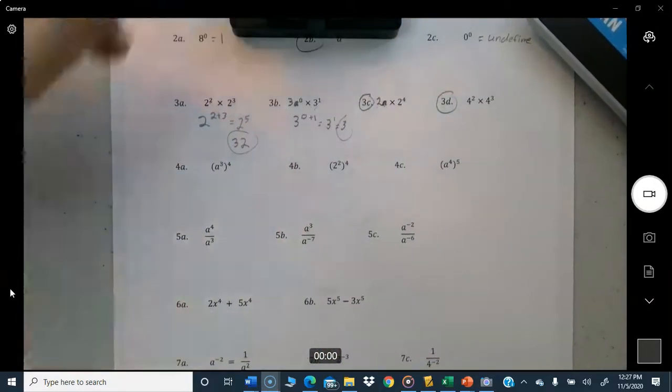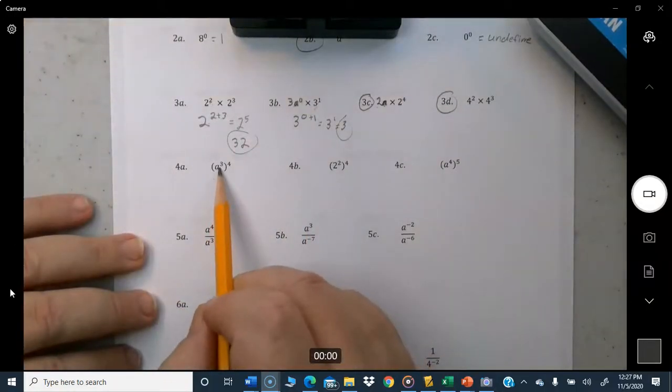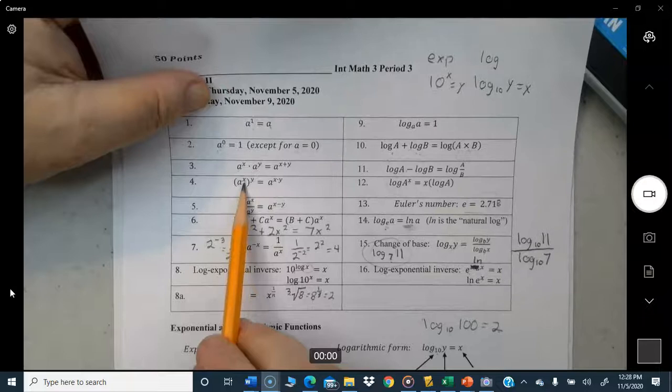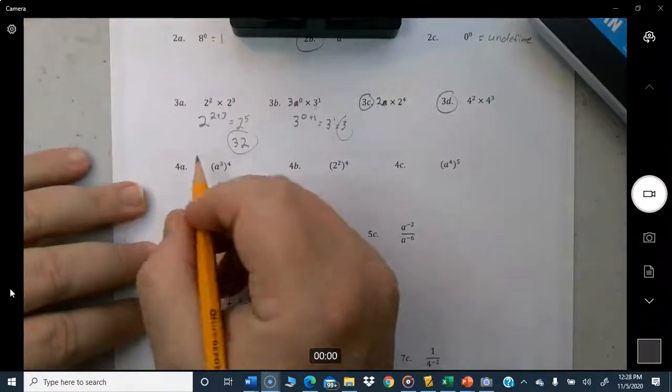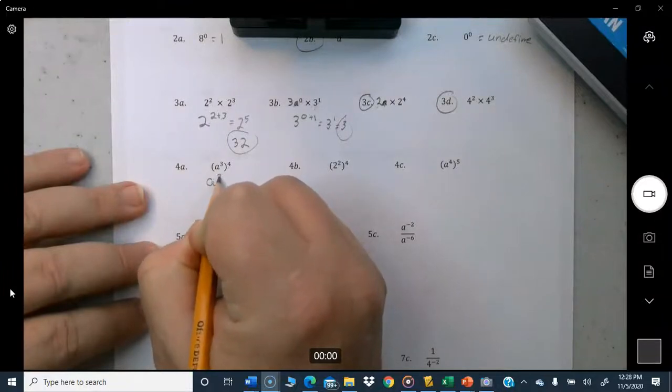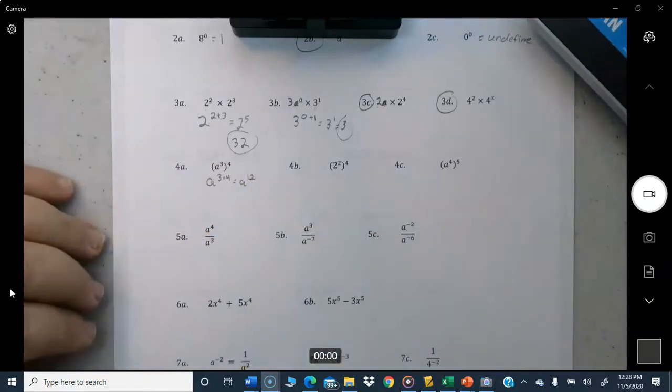And just follow the same rule. Okay, here we go. A to the third, and then raised to the fourth. So that's going to equal, we come over here, and the rule is a to the x, and then raised to the y is a to the x times y. So that's going to be a to the 3 times 4 equals a to the 12th. Okay.